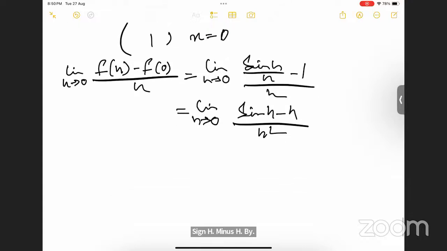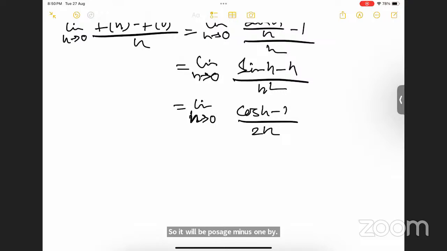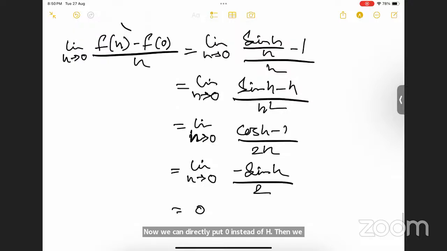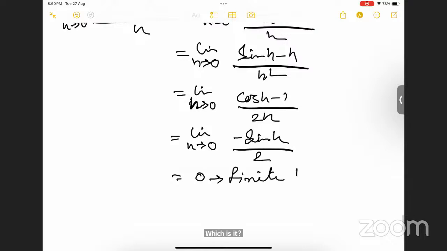So it is in 0 by 0 form. So what we can do, we can apply L'Hopital's rule here. So it will be cos h minus 1 by 2h, which is again 0 by 0, because cos 0 is 1, so 1 minus 1 is 0, and we have h. So we can again take the derivative. Then it will be sin h by 2, right? Now we can directly put 0 instead of h. Then we will get 0, which is a finite limit, right?